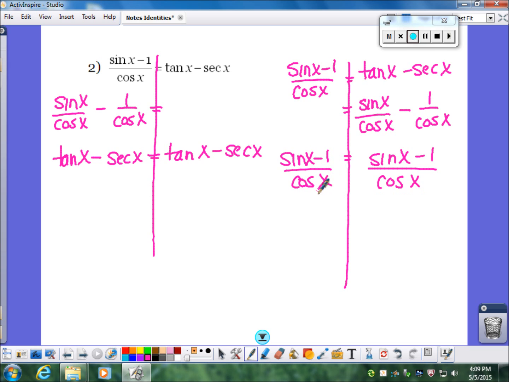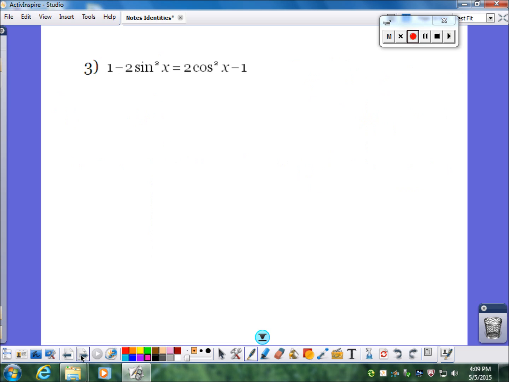All right, two ways to do the same question. One's not more right than the other. Your whole goal is to, like I said, through the proper use of your identities and your algebra, make the left side equal to the right side. All right, let's look at the next one.